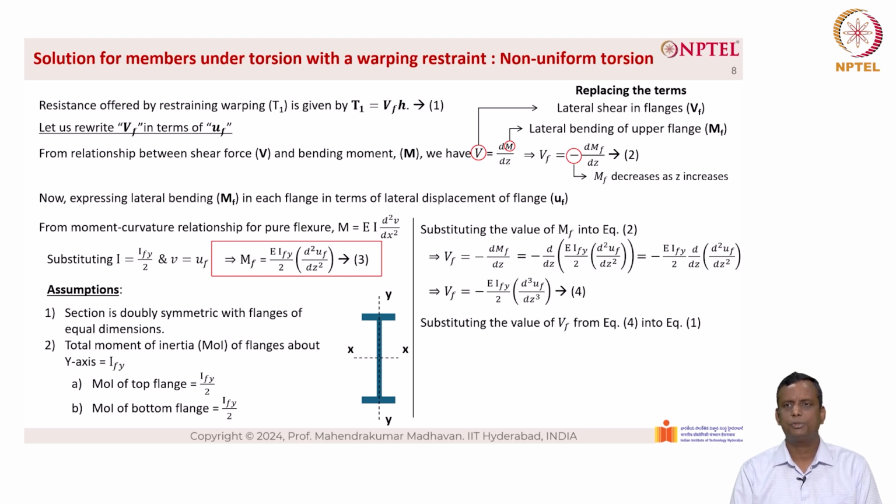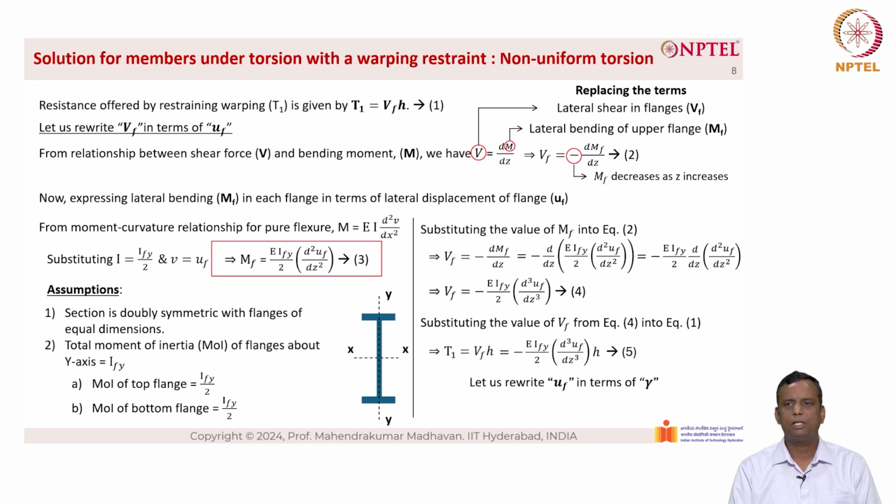Now substituting the value of V sub F from equation 4 into equation 1, we have T1 equal to V sub F into h. That is nothing but minus E I_Fy by 2 into d cube U sub F by dz cube into h, which now becomes equation 5.